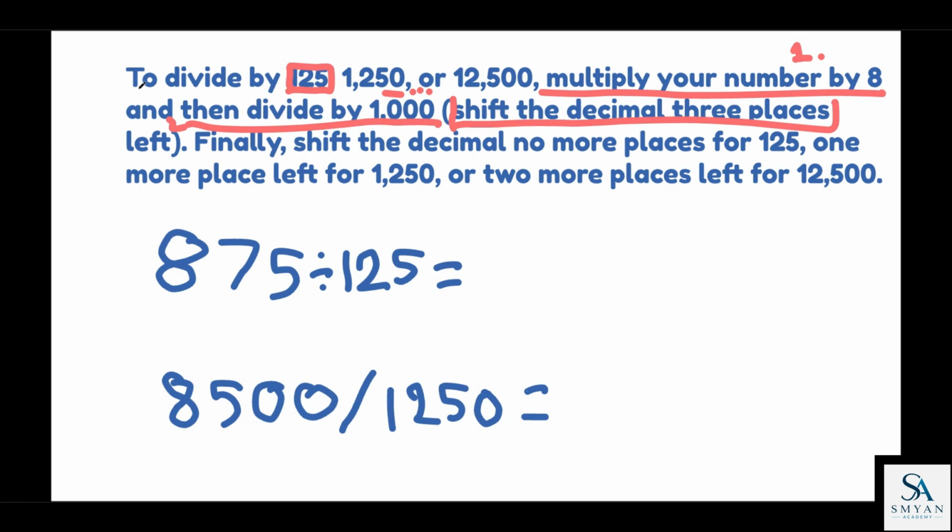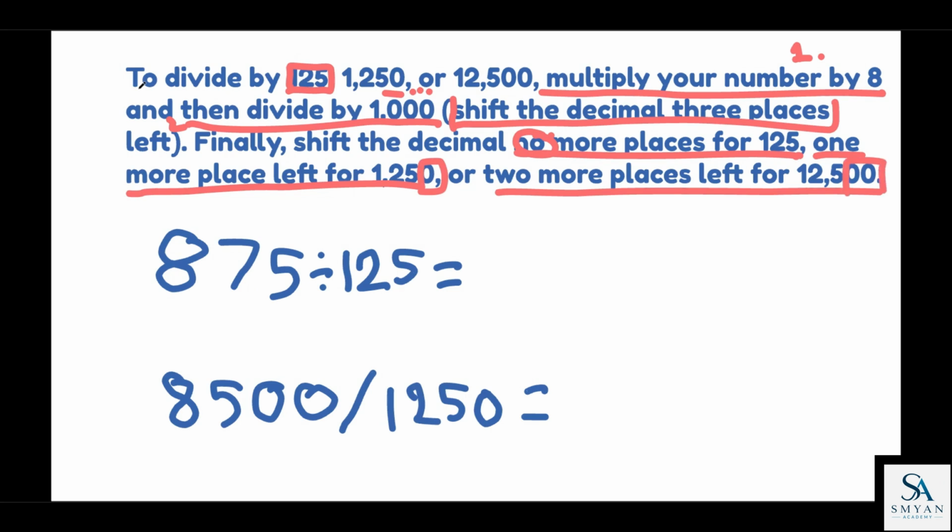Alright, finally, step 3: shift the decimal no more places for 125. That means 0. One more place for 1250, or 2 more places for 12,500. The trick to know how many places to shift is to look at how many zeros it has. So if it has 1 zero, you shift it 1 time. If it has 2 zeros, you shift it 2 times. And if it has no zeros, you shift it none. Now that we know the rules and the tricks, let's move on to our practice question.